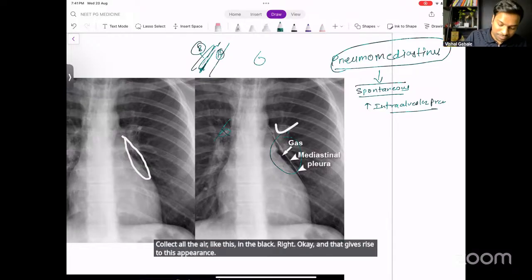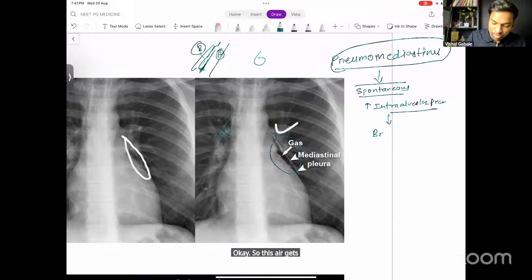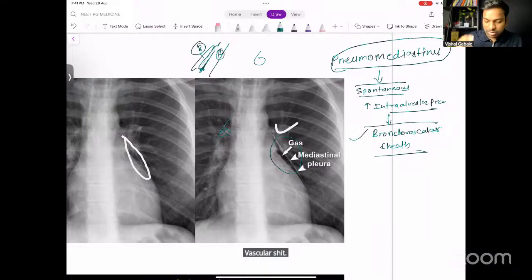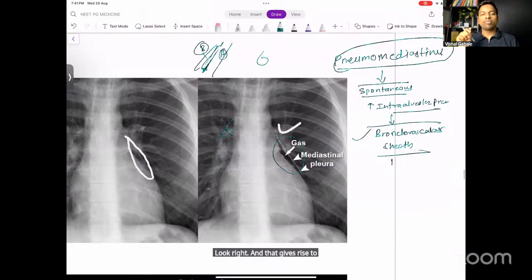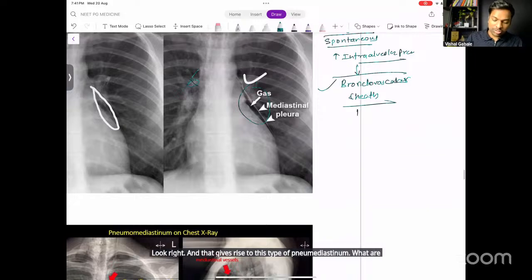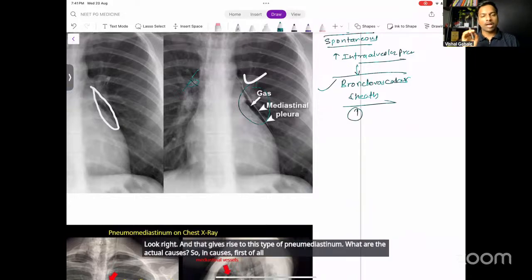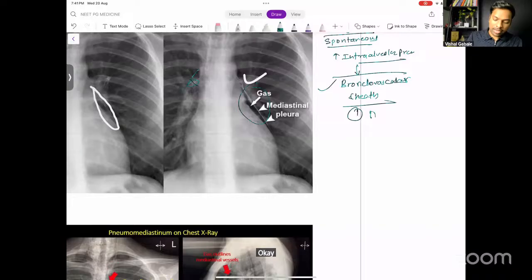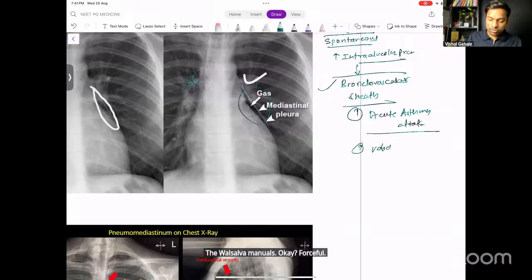So this air gets into the bronchovascular sheath, and that gives rise to this type of pneumomediastinum. What are the actual causes? In causes, first of all, acute asthma attack, and the Valsalva maneuvers, forceful breathing.